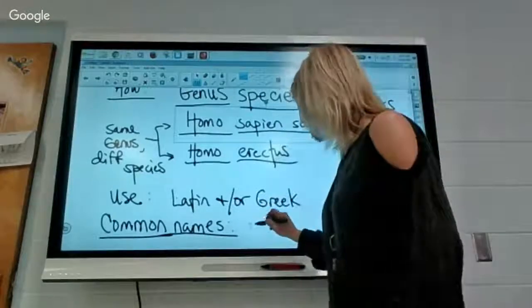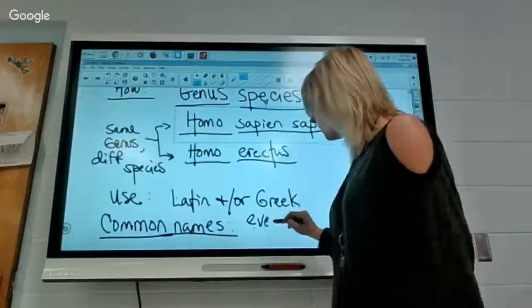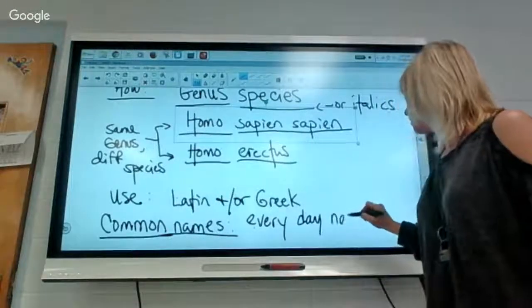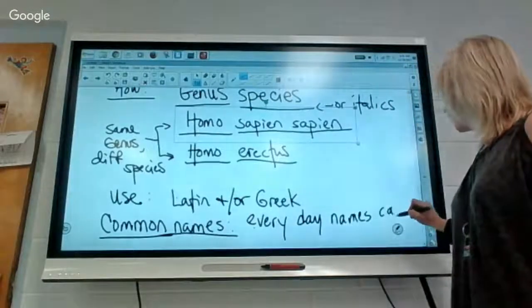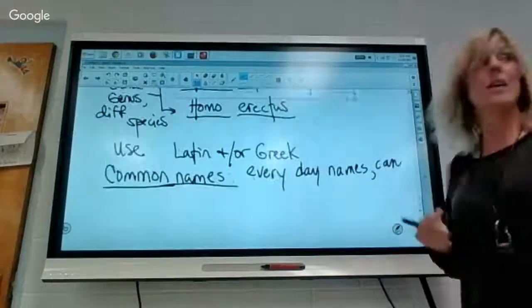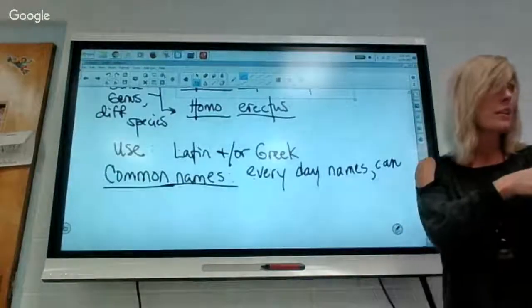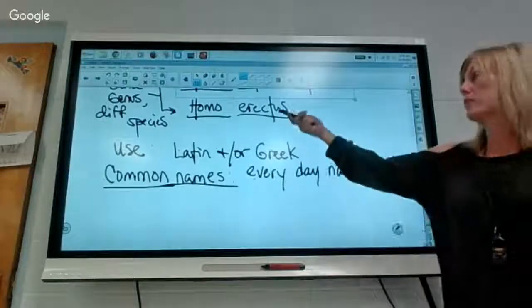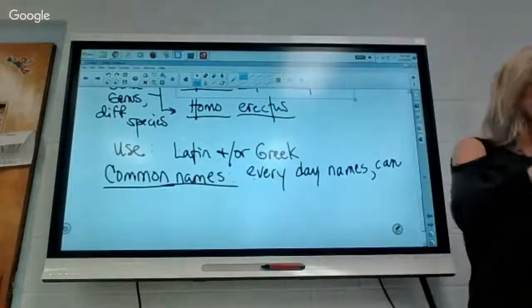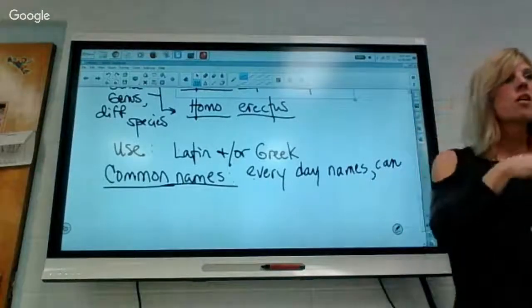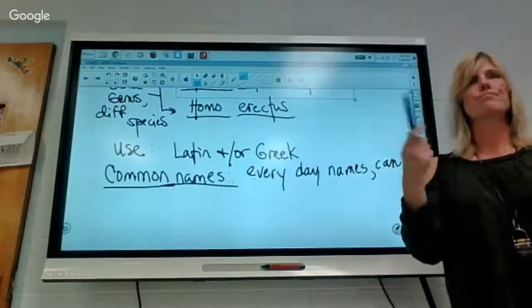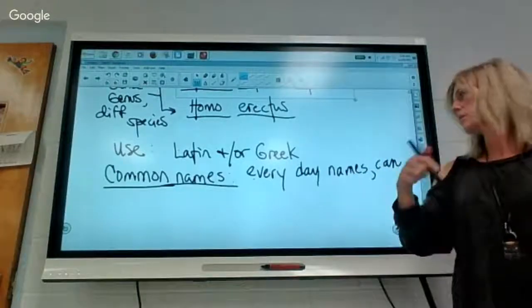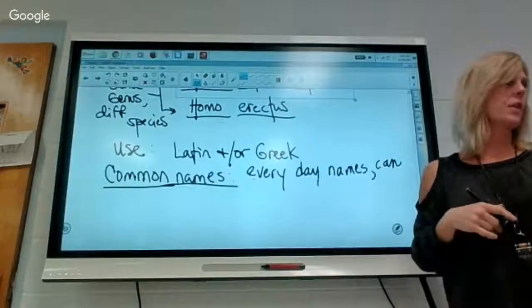So common names are everyday names that may vary from place to place and may not be that accurate as far as describing them. They may ask you a question about that on your test. They may say, what's the advantage of using a scientific name instead of a common name? What would be the advantage of writing Canis lupus domesticus versus Chihuahua, dog, whatever the name of your dog is? What's the advantage of using a scientific name?